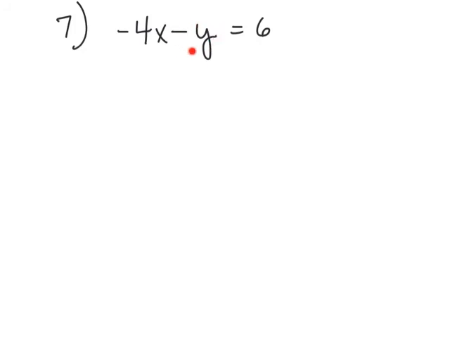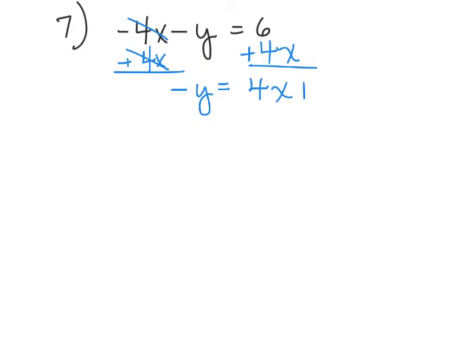We want to get the y alone, so I'm going to need to cancel out this term, negative 4x. So to cancel a negative 4x, I'm going to use the additive inverse of negative 4x, which is positive 4x. And what I do on the left side of the equation, I'm going to also do on the right side of the equation. Bring down what's remaining. We have a negative y is equal to positive 4x plus 6, because the 6 was positive.